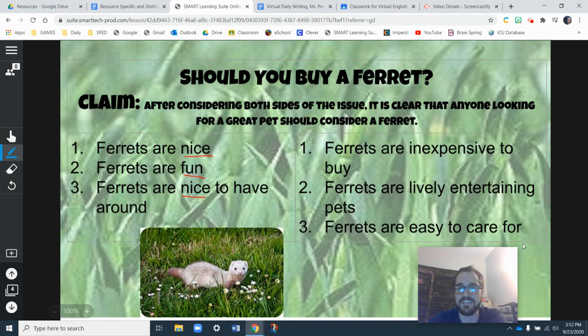And then ferrets are easy to care for. This is way, way more specific. They're easy to care for. Good. That's way more specific. I know, okay, is it a hard pet to take care of? Is it one that I have to put a lot of work into? According to this, no. That's their reason. They're saying it's not a lot of work. They're easy to care for.